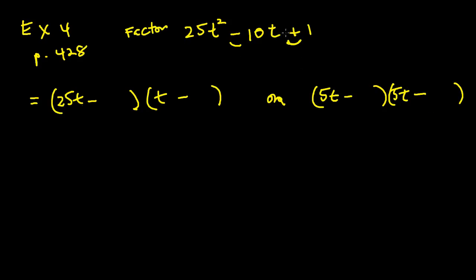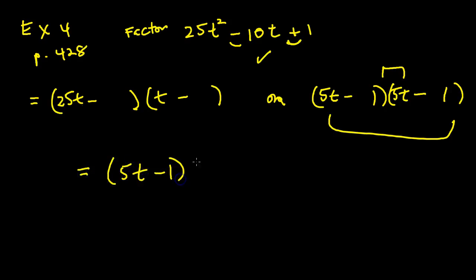Maybe you see it too. The last product has to be a positive 1. There's only one way to accomplish that, with a negative 1 and negative 1 in the last slots here. All right, and if we look, the outer product and inner product are both going to be the same here, minus 5t, minus 5t, and that indeed adds up to a minus 10t. So my final answer here is 5t minus 1 times 5t minus 1.